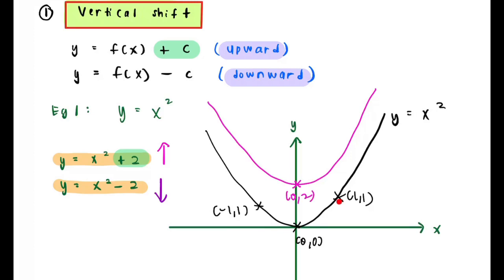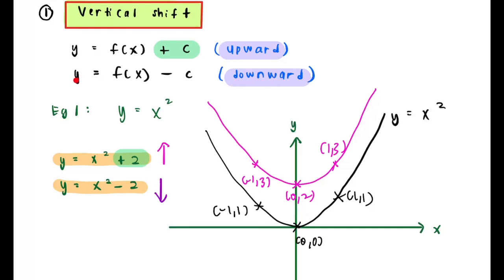How about this coordinate here? 1, 1. When you go up by 2 units, now this will become 1, 3. And then minus 1, 1. When you go up by 2 units, now this will become minus 1, 3. So now you have finished graphing y equal to x squared plus 2. So that is the case of going upward. Let's go to the case of going downward.